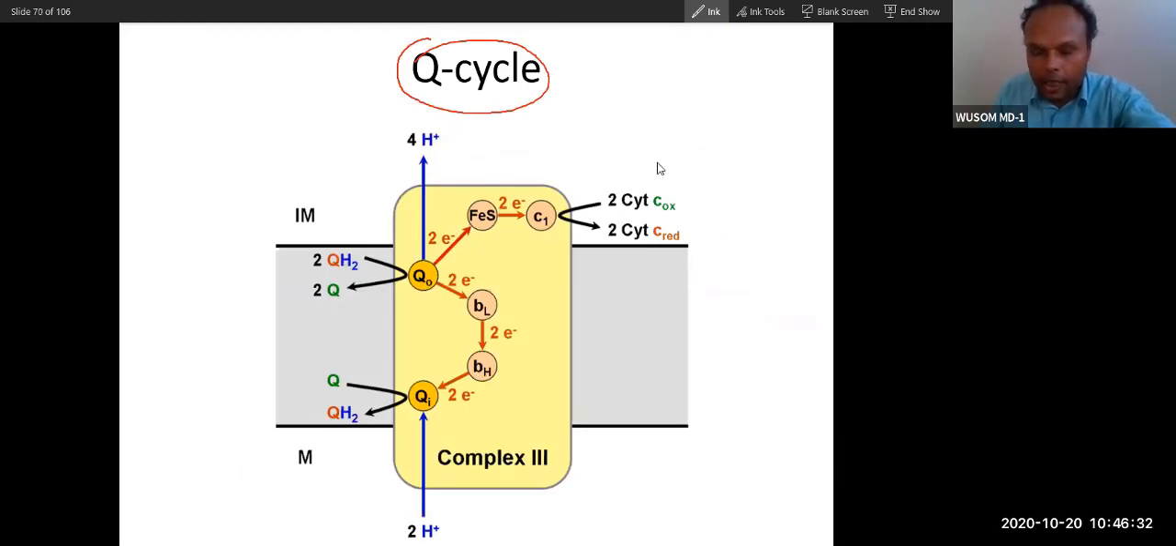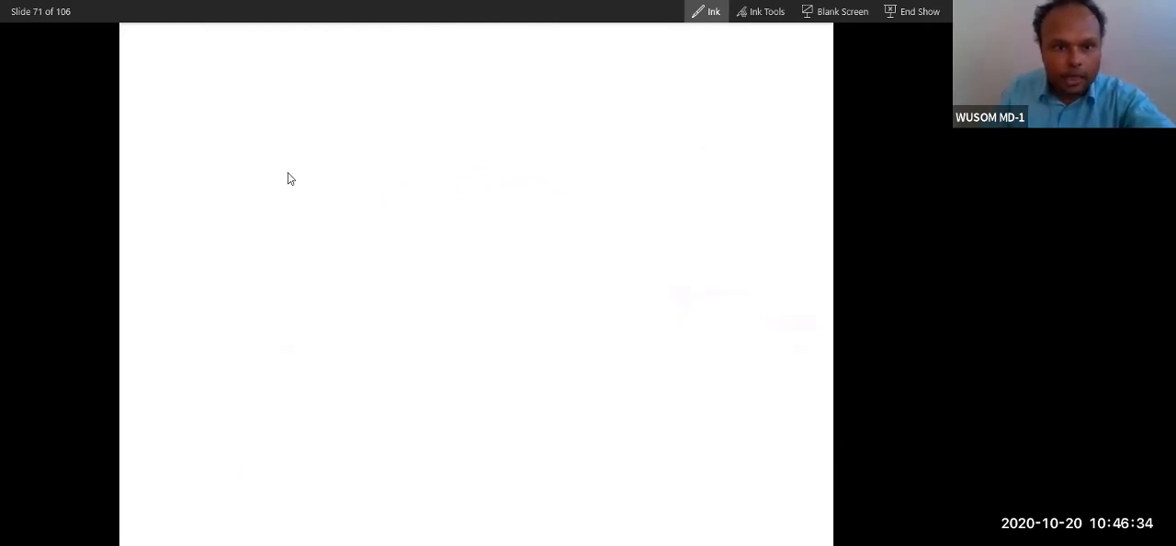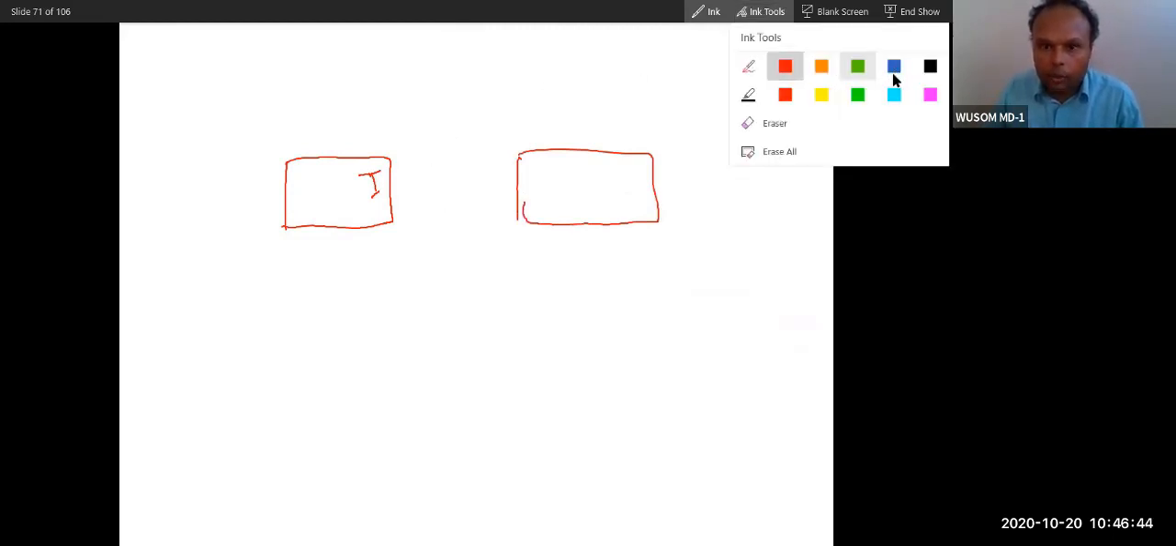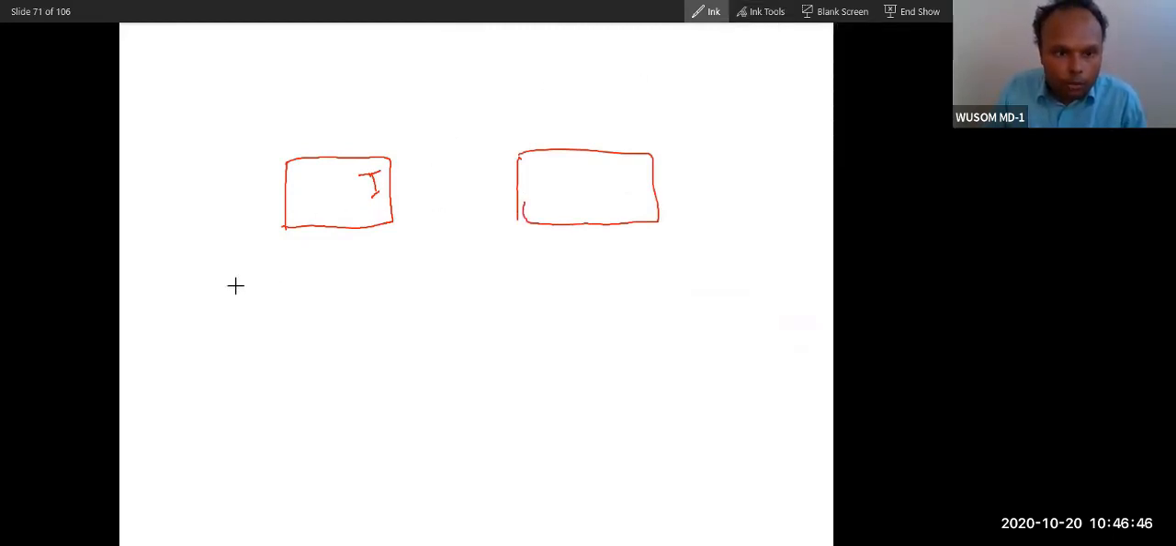So what happens, I will tell you what happens. Let me draw the complex 1. This is complex 1 and this is complex 3. In between complex 1 and complex 3, you have coenzyme Q. From complex 1 and NADH, 2 electrons are transferred. First NADH, 2 electrons. These 2 electrons are transported through this, and it will reach Q.